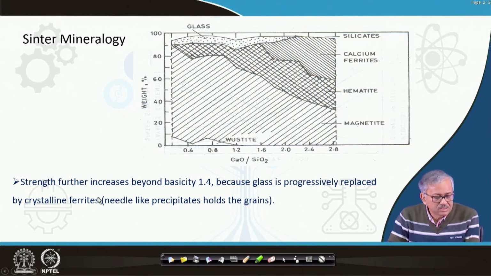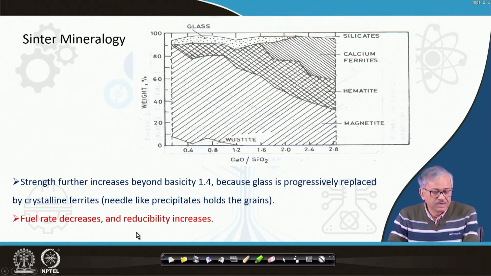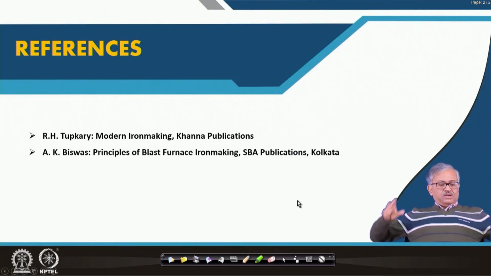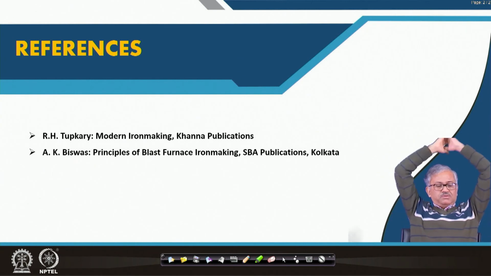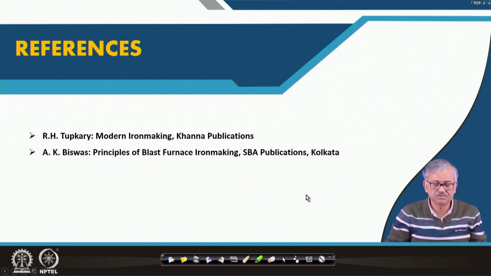So, that is why the sinter strength further increases beyond basicity 1.4, because glass is progressively replaced by the crystalline ferrite, and needle-like precipitates hold the grains. And also the fuel rate decreases, reducibility increases, and you can find the hematite percentage is increasing, right. So for this you can refer to books. The matching phenomenon is physically described better in R. H. Tupkary, Modern Iron Making, Khanna Publishers. And also you can go through Biswas for sinter mineralogy, very nicely described in Principles of Blast Furnace Iron Making.